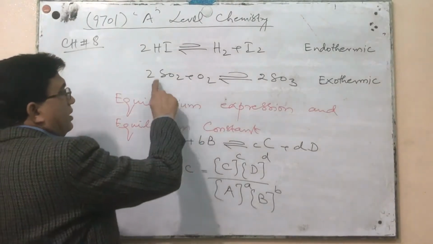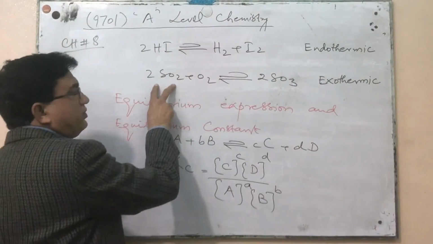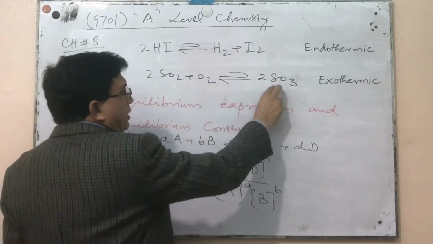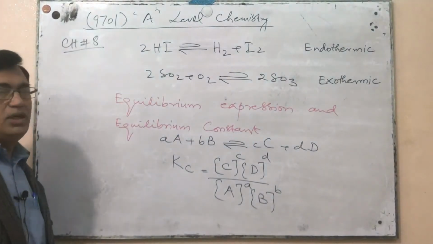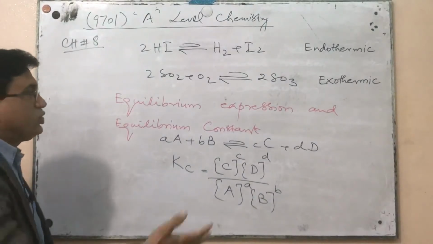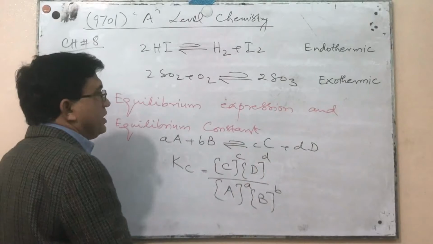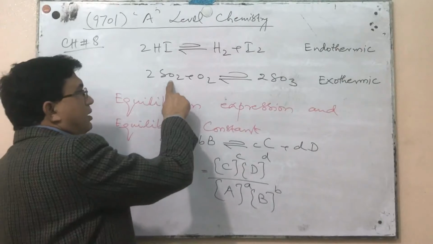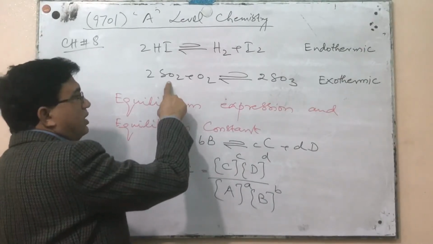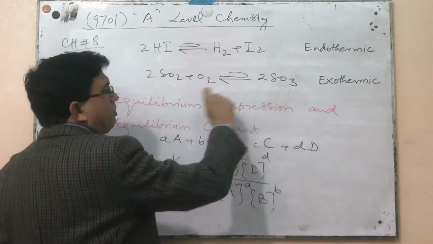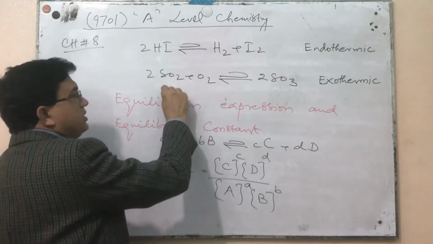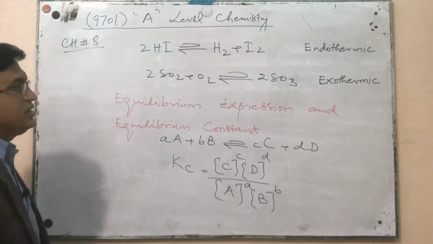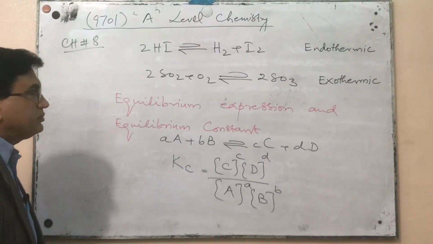Similarly, in the second equation, if we increase the sulfur dioxide concentration, then the equilibrium between sulfur trioxide and sulfur dioxide will be disturbed. To restore the equilibrium once again, the reaction will move in the forward direction, and the increased concentration of sulfur dioxide will automatically be shifted into the product, and sulfur dioxide concentration will decrease and sulfur trioxide concentration will increase. This is the effect of concentration.